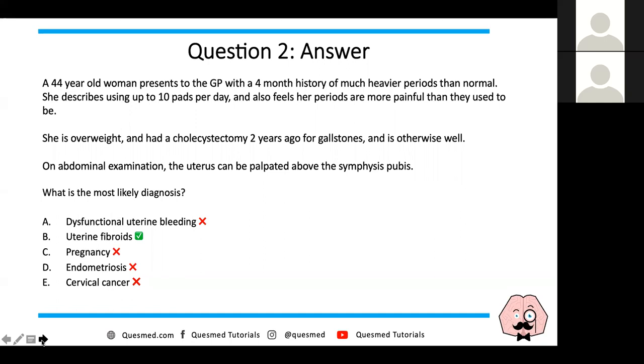Now, it's less likely to be endometriosis, as endometriosis doesn't typically cause a palpable uterus. And the primary symptom in endometriosis is usually pain rather than heavy bleeding, although you certainly can have heavy bleeding along with endometriosis. And cervical cancer, that can present with heavy bleeding, but often the bleeding is unrelated to the menstrual cycle. And again, this wouldn't be causing a palpable uterus unless it was very advanced. So fibroids here is our top diagnosis.